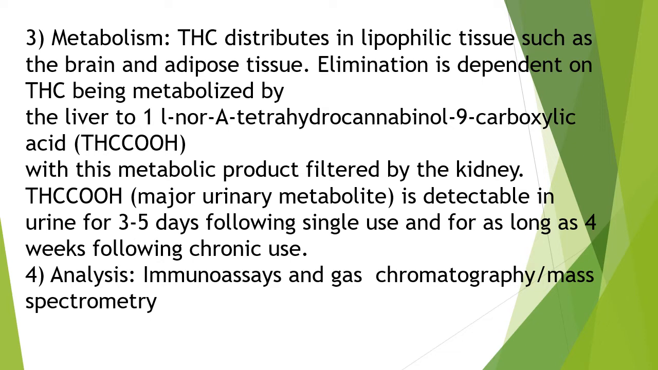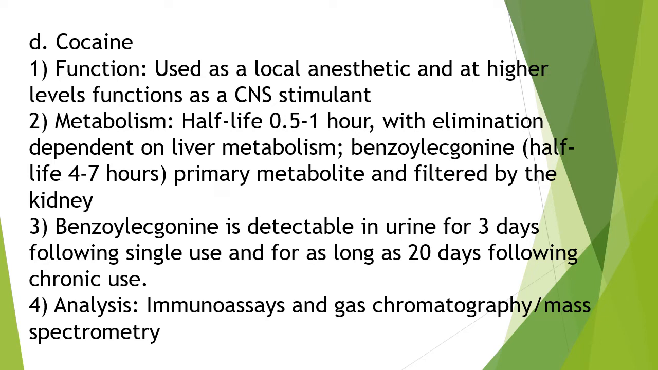Analysis can be done using immunoassay, gas chromatography, and mass spectrometry. Cocaine, another natural product obtained from the coca plant. It is used as a local anesthetic, and at higher levels can act as a CNS stimulant. The half-life is only 0.5 to 1 hour, and elimination is again based on liver metabolism. The primary metabolite is called benzoylecgonine and is filtered by the kidney. This substance is detectable in urine for 3 days following single use and for as long as 20 days following chronic use. The methods of choice are immunoassays and gas chromatography mass spectrometry.